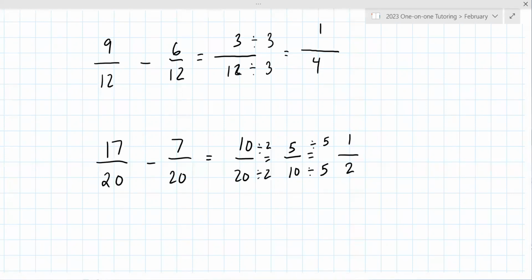Is it like quarters or a whole? It's a half. It's a half.